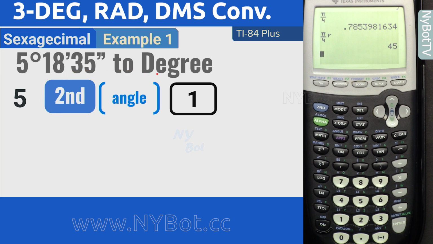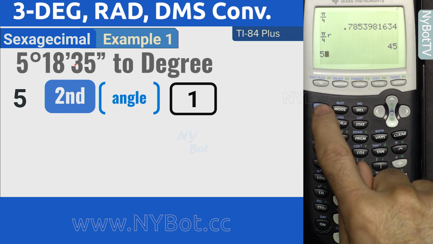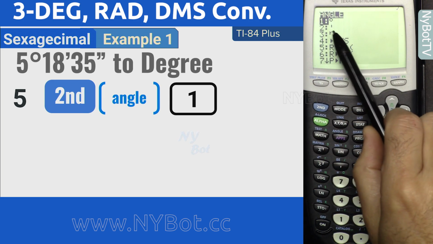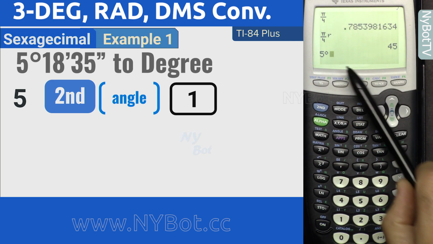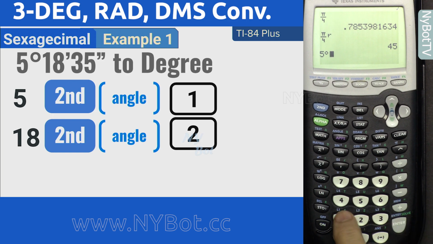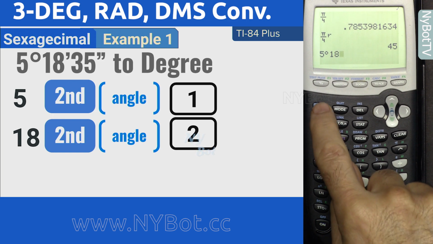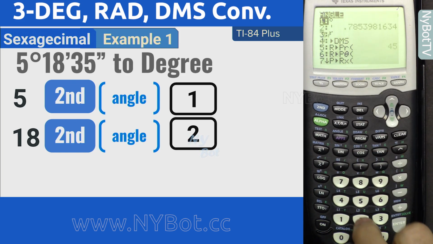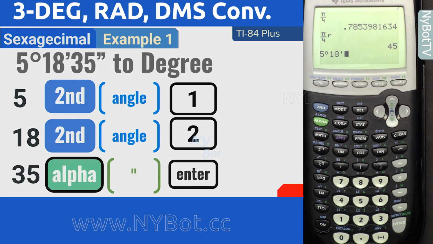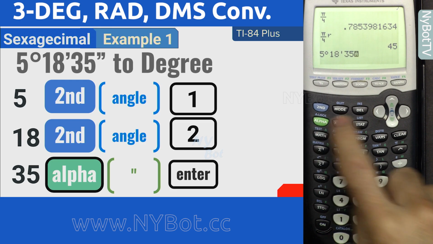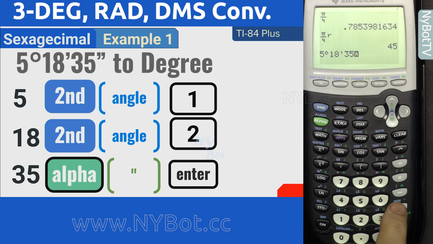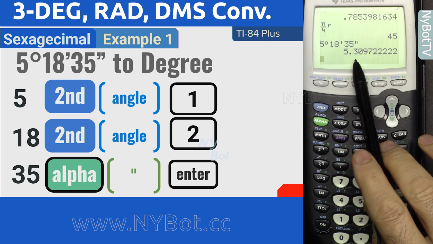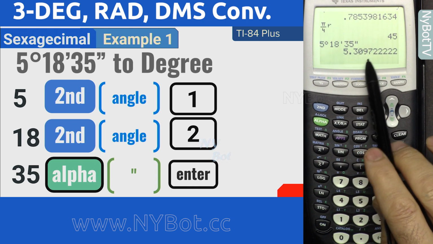Now we want to convert this to degree. 5, second function, angle, it's 1, so 5 degrees, and then 18 minutes, 18, second function, angle, 2, that's minute, and then 35, alpha, the key is here, so that is seconds. Converted, it gives you 5.309 degrees.